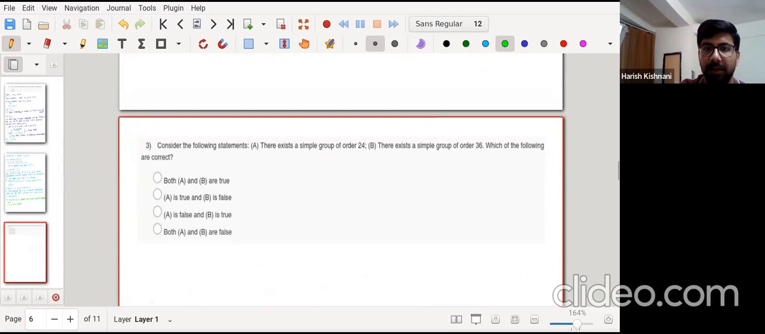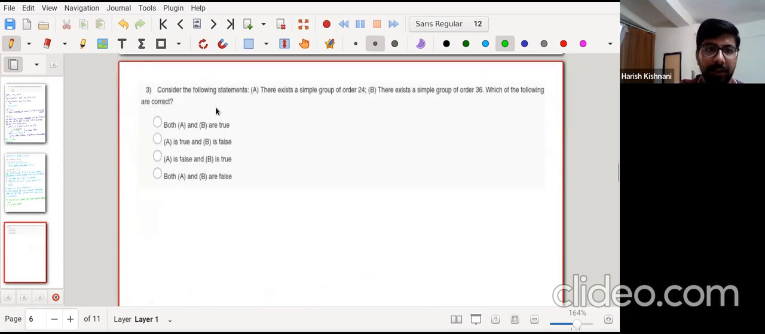So the same trick has to be used again to solve question number 3. It says that there exists a simple group of order 24 and there exists a simple group of order 36. Then there are options that whether A is true, B is true, both are true, both false. Whatever four combinations you can have, it's there. So we just need to check which statement is true and which statement is false. There is nothing different in this question as well. We are going to use the same trick again as we used in question number 2.